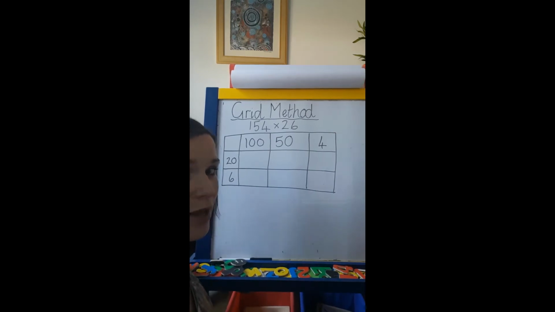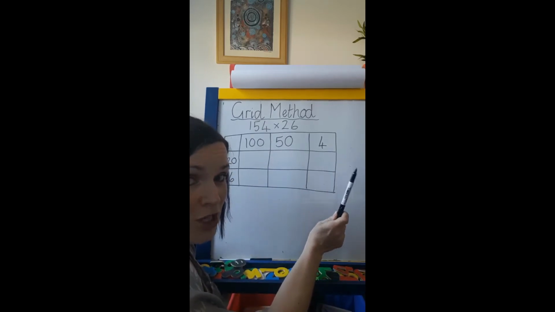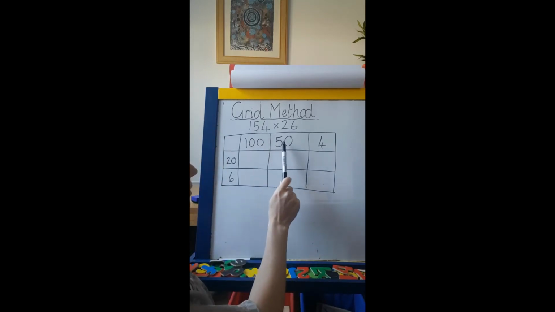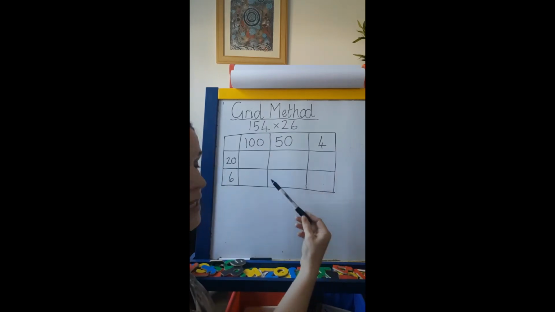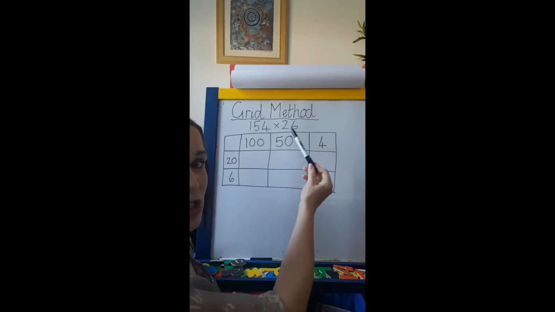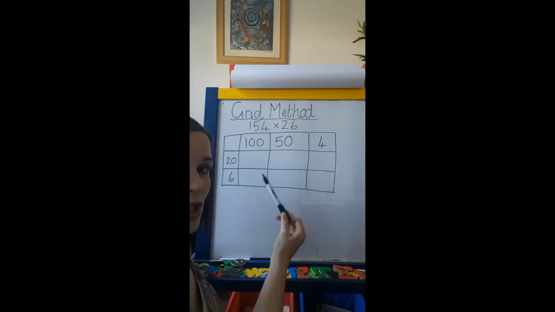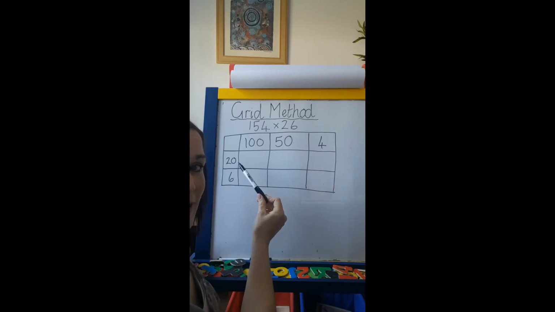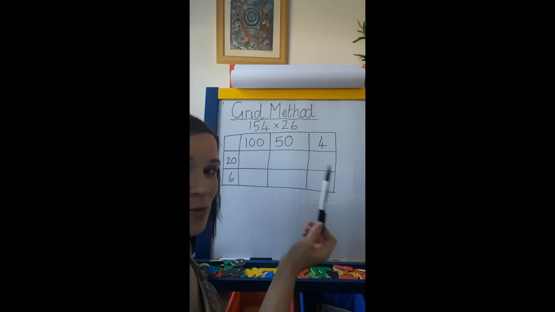So I've already drawn out my grid, so I just want to explain to you what I've done here. Along the top I've got the number 154 partitioned or split into its different parts: 100 and 50 and 4. Down the side I've got my number 26 partitioned into its 20 and its 6. We then need to do lots of multiplications. We need to multiply each part of 154 by 20, and we need to multiply each part of 154 by the 6. So I'm going to show you how to do that now.